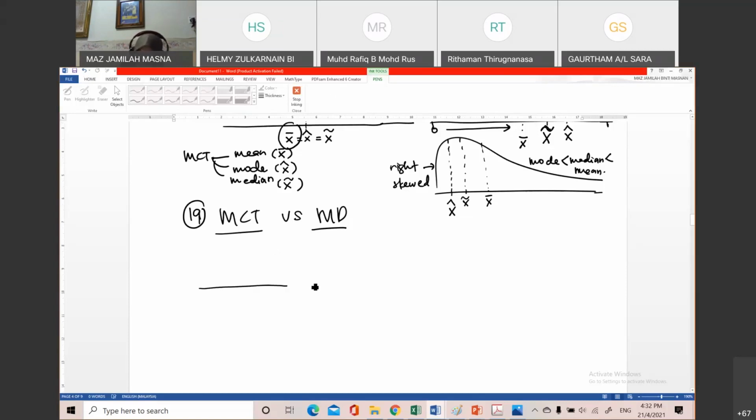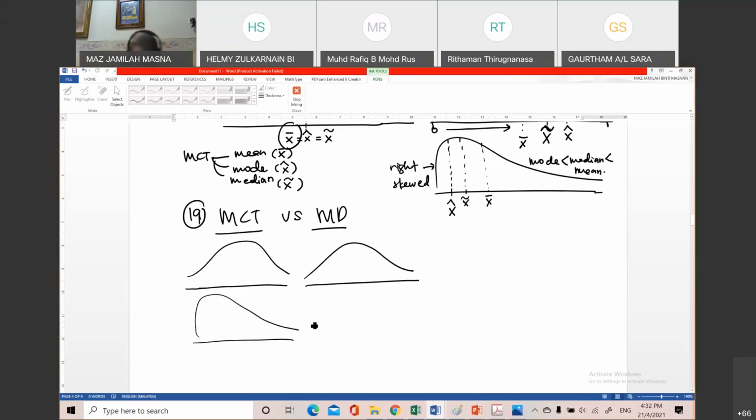If I draw, let's say I am talking about symmetric data or skewed data. MCT, okay, MD. Can you say something about this?